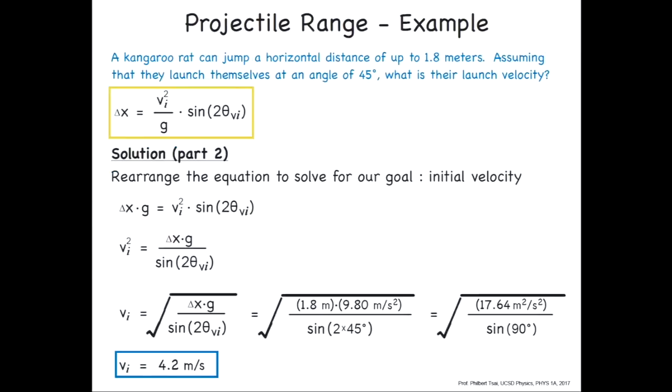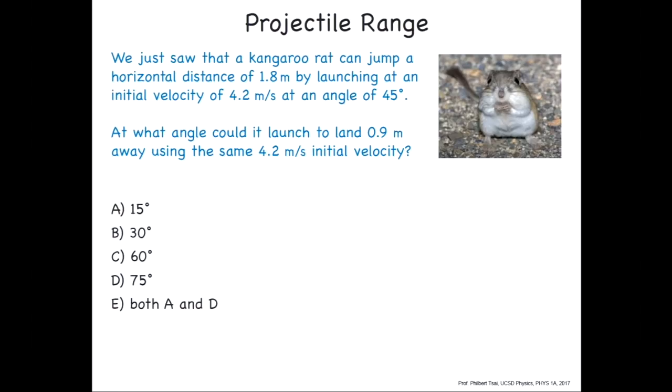Okay. So we were here. We got 4.2 meters per second as the initial velocity. Now let's try and do another question. We just saw that the kangaroo rat can jump a horizontal distance of up to 1.8 meters. At what angle would it have to launch to land at 0.9 meters away? You guys can work together on this.